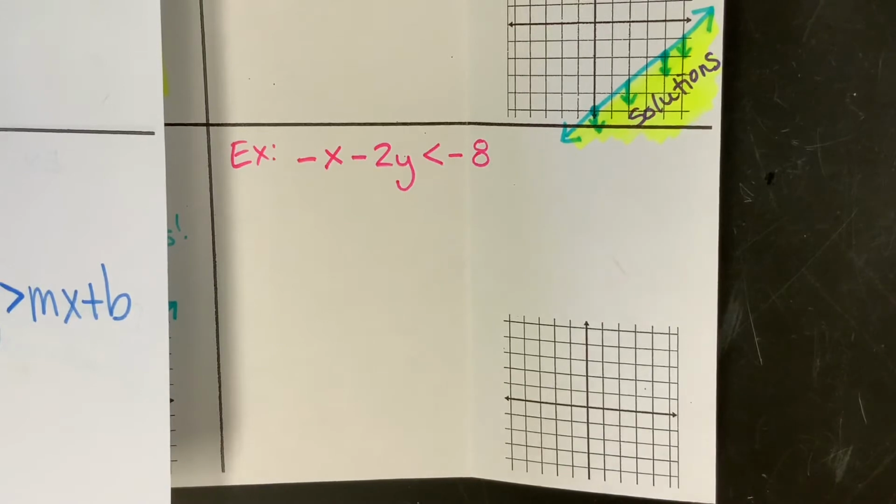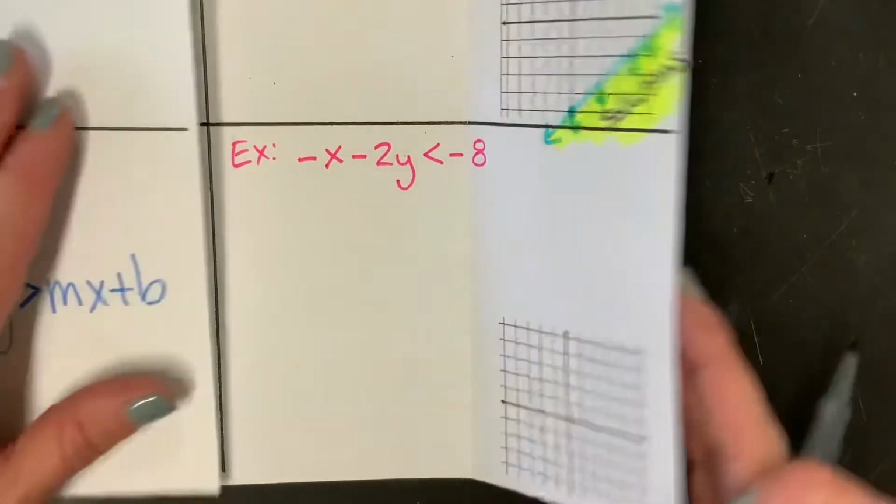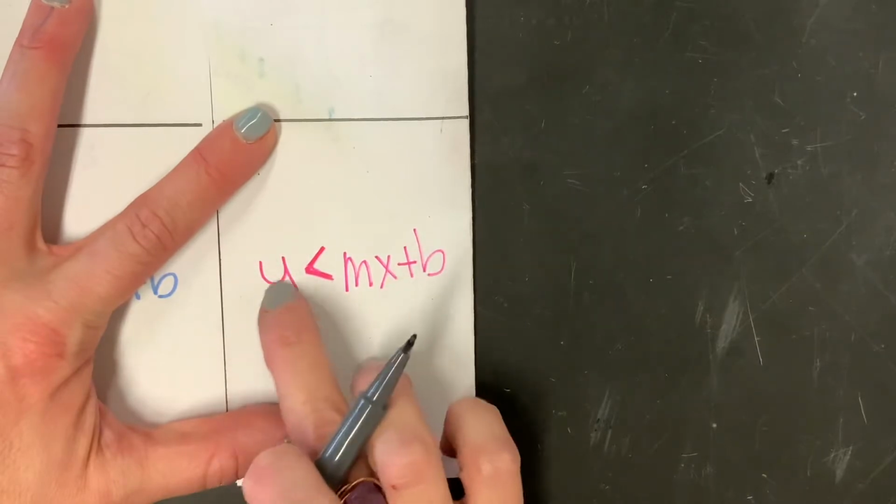How would I start graphing that? You can't start graphing that because it has to be in slope-intercept form. What would be the first step to getting this into slope-intercept form, which means the y is by itself?